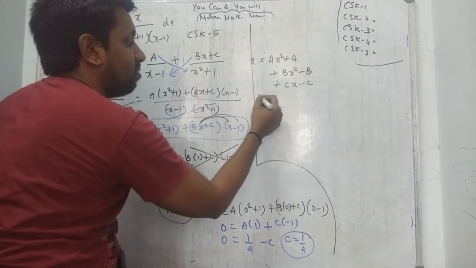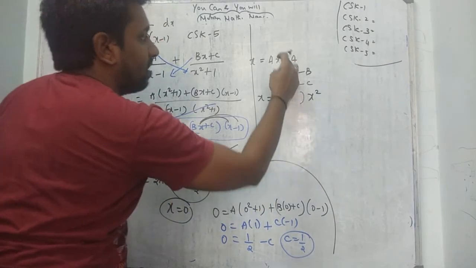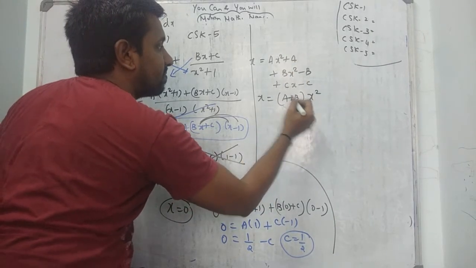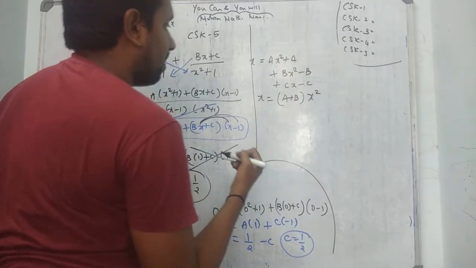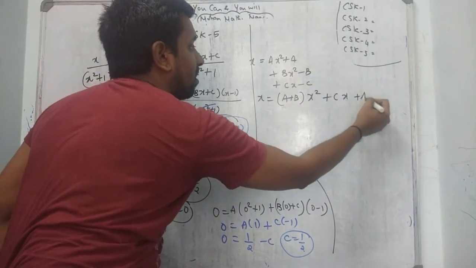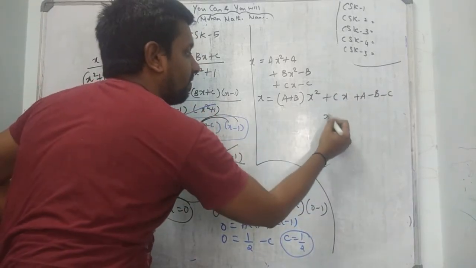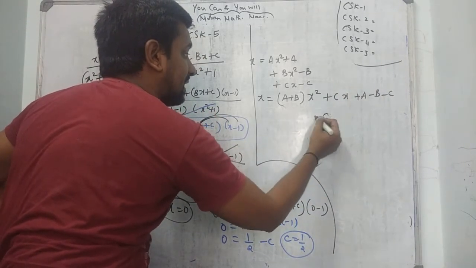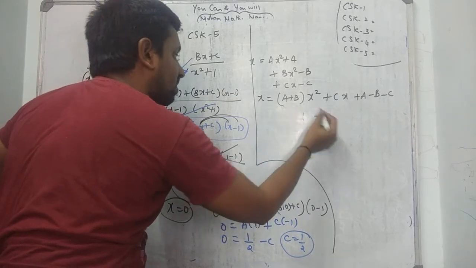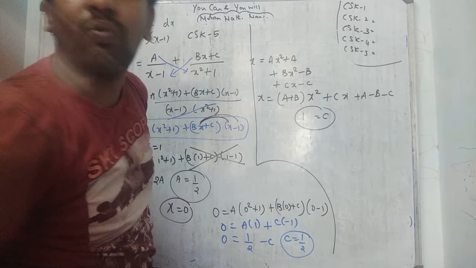Here the coefficient of x square, taking x square common, is a plus b. Next, taking x common, here there is only cx, the rest are constants. Okay. Now here the coefficient of x is c. Here the coefficient of x is 1. That's it. You got abc. c equal to 1, I got.